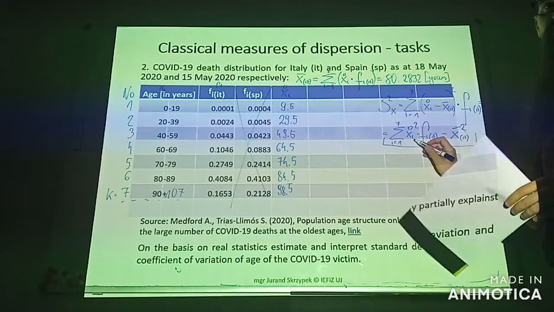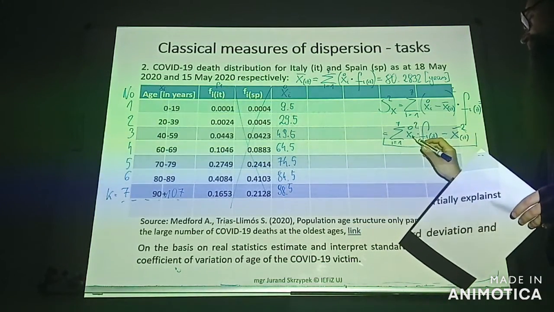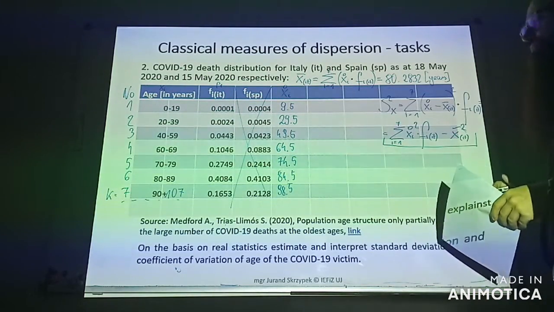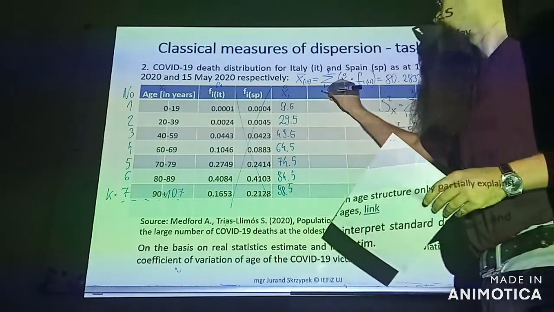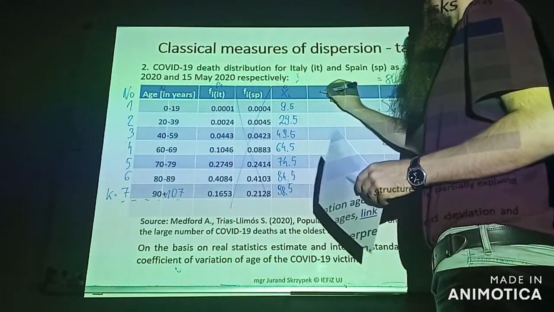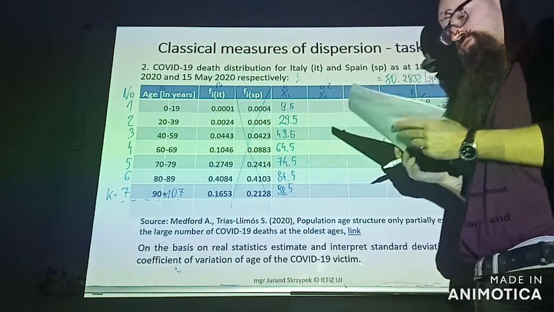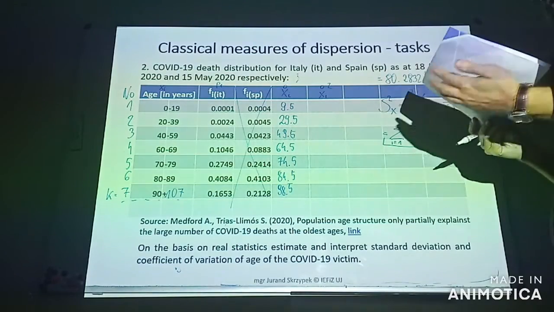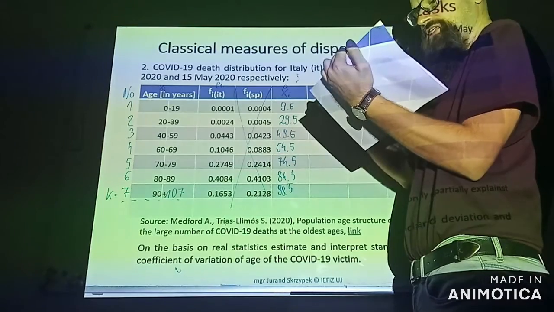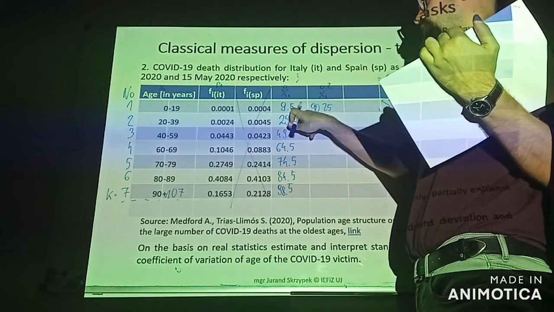First step in the computation of the variance is to raise the middle of the classes to the power of 2. So here I have squared middle of the classes. And squared middle of the classes are following. 90.25. This is 9.5 squared.